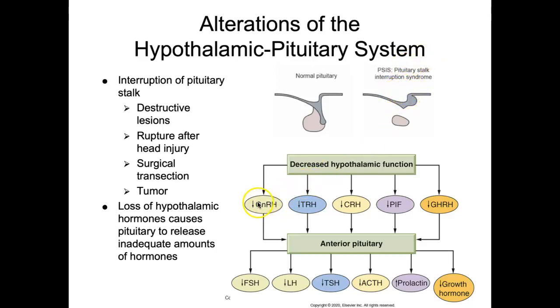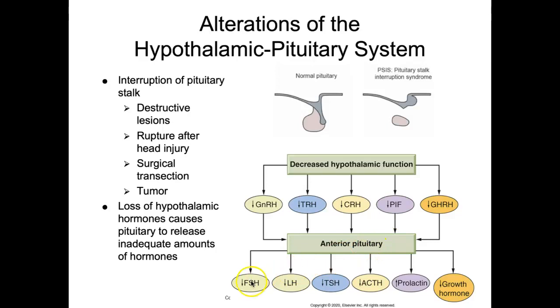So now, as you can imagine, without having that input from the hypothalamus, we are going to have a decreased release of the releasing hormones: our gonadotropin releasing hormone, thyrotropin releasing hormone, our corticotropin releasing hormone, our prolactin inhibiting factor, and then our growth hormone releasing hormone. All of it is decreasing, right? So all of that is not being sent over to the anterior pituitary gland.